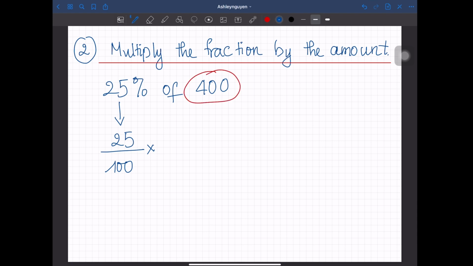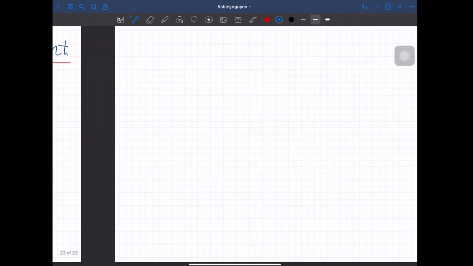So I will multiply the fraction that we already have over here by 400. 25% of 400 would equal 25 over 100 times 400. It would equal 100. So you can use the calculator if you want in this step. We will do some examples on the next page.